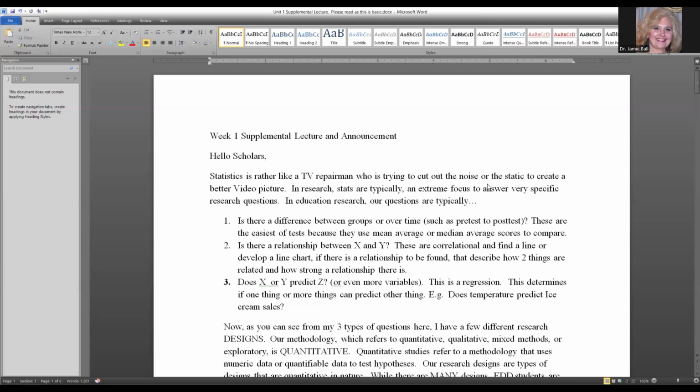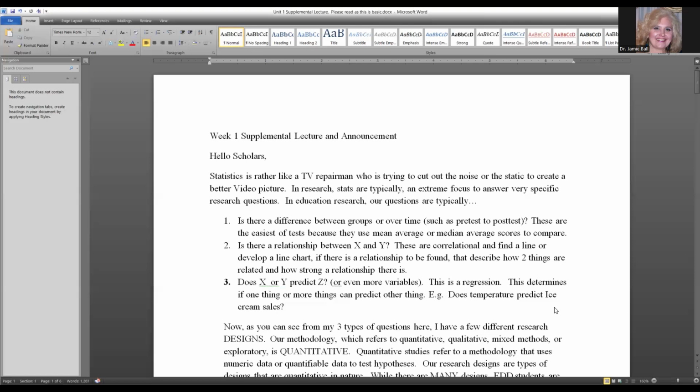These are the easiest types of research questions because they're measuring a difference between some sort of median or average mean score. The next kind of question that's most common in dissertations is a relationship question. Is there a relationship between X and Y? These are usually paired numeric variables. There are exceptions. These are correlational, and they find a line if there is one, and the direction of the line and how strong the relationship is.